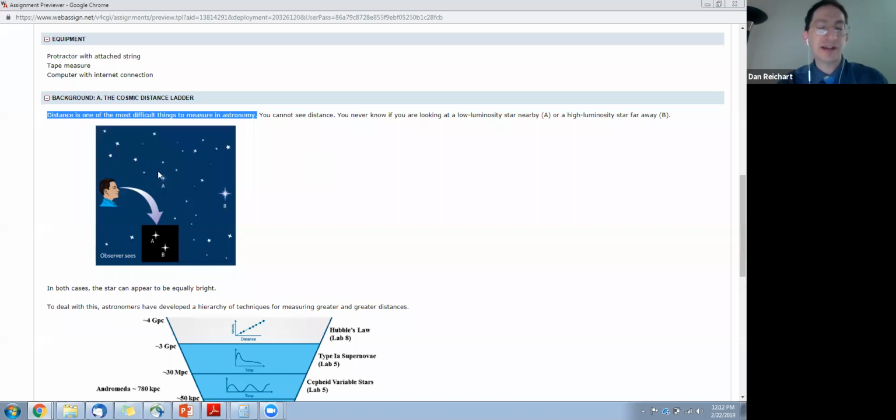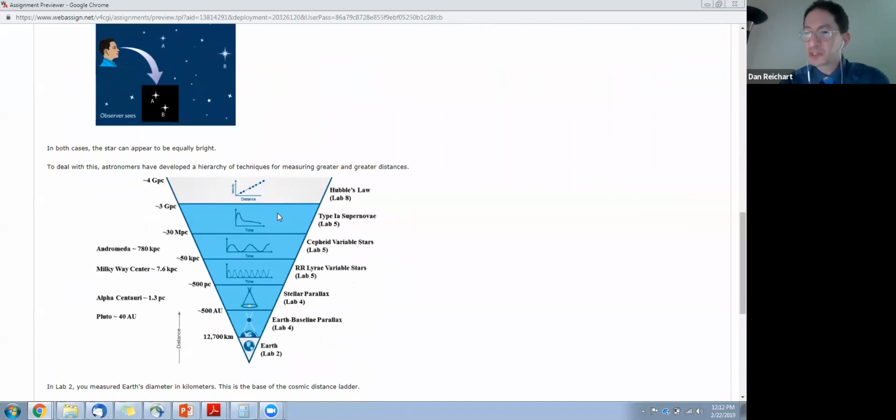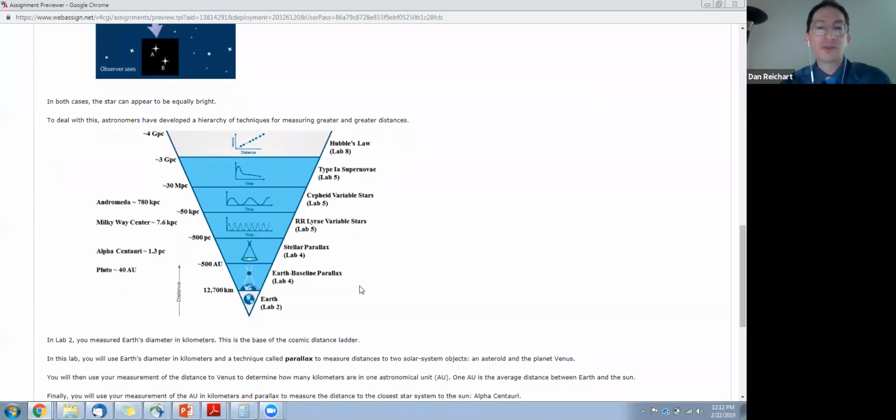And here's just a standard example. These 2 stars appear to be the same brightness, but one is actually lower luminosity and nearby. One's higher luminosity and far away. So just because something's brighter doesn't mean it's closer. We need some other trick. There's a whole variety of tricks, a bag of tricks, and that is what forms the cosmic distance ladder.